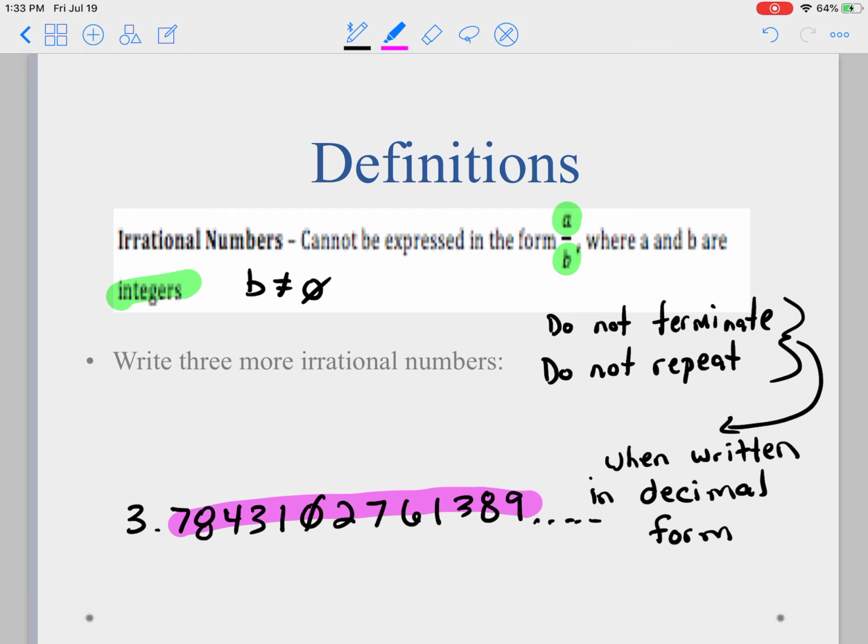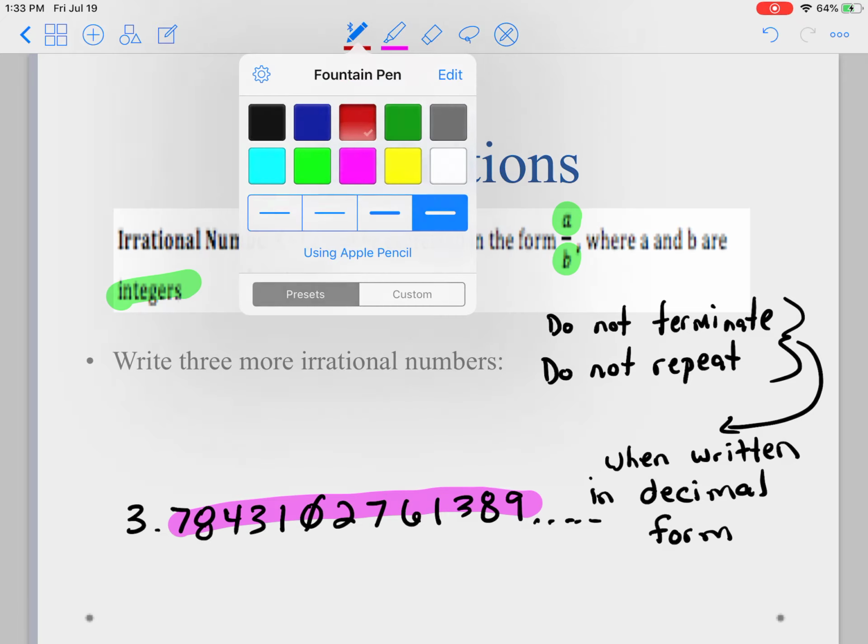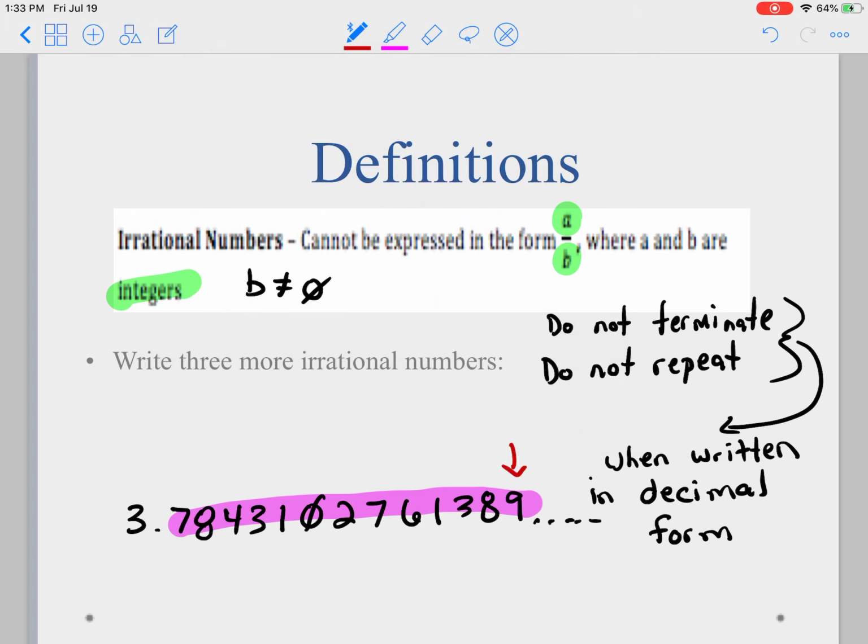It does not terminate because even though I stopped at this last 9, these dots imply that this number would go forever and ever and ever. It never stops. And for this reason, we call these types of numbers irrational.